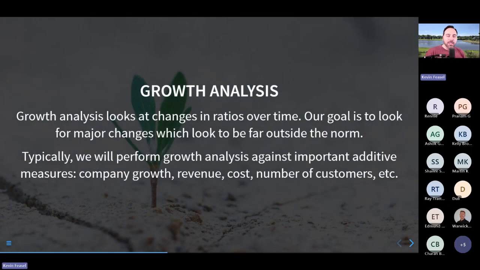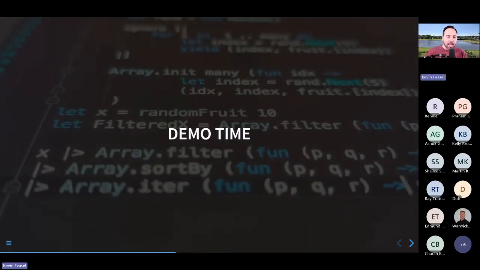Once you have at least some of the basics, the next step is to look at growth analysis. And growth analysis is really how have things changed over time, especially in ratios over time. So our goal here would be to look for major changes that have happened that would be outside of the norm. And typically, we'll look at additive measures. So we might look at, say, company revenue or cost or number of customers, those sorts of measures. So let's take a look at that in a demo.